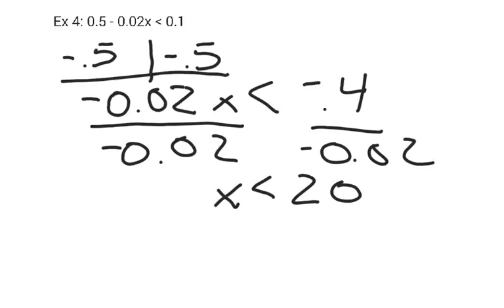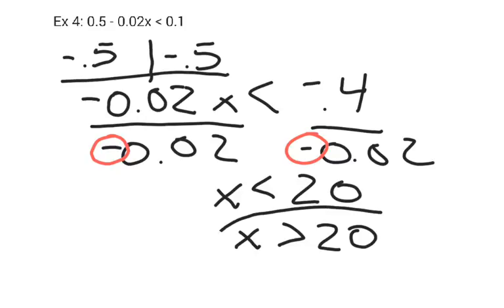And is this our final answer? Well, hopefully by now you've caught on. If we go back and look at it one more time, here we divided by a negative sign. Therefore, it's not going to be x is less than 20, but instead it's going to be x is greater than 20. I divided by a negative, therefore I need to flip that inequality.